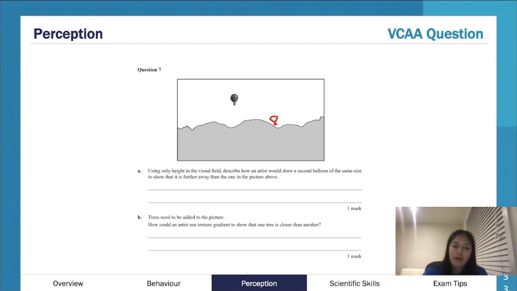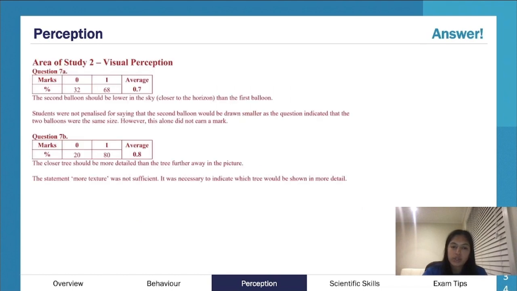So trees need to be added. How could an artist use texture gradient to show that one tree is closer than another? The closer tree should be more detailed than the tree further away in the picture. So hopefully that makes sense.